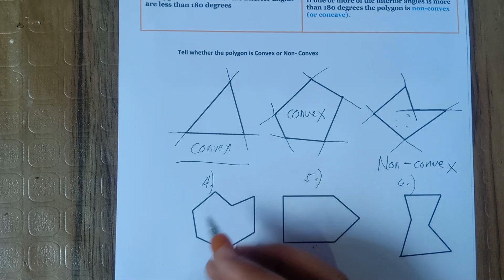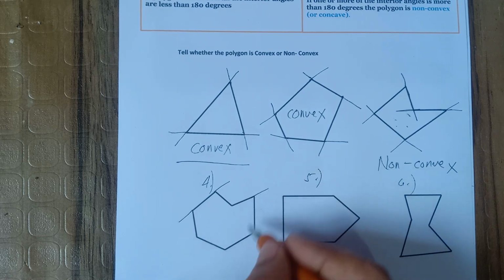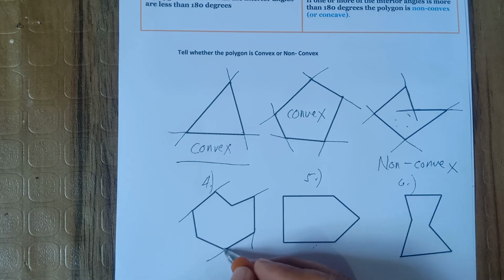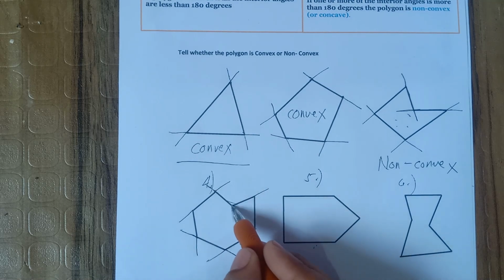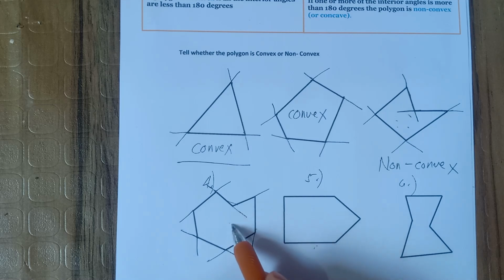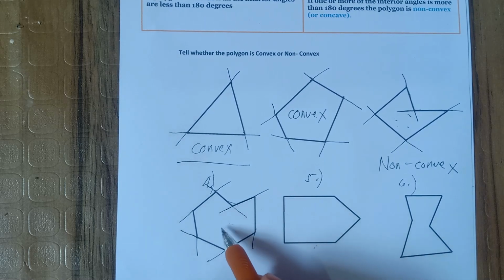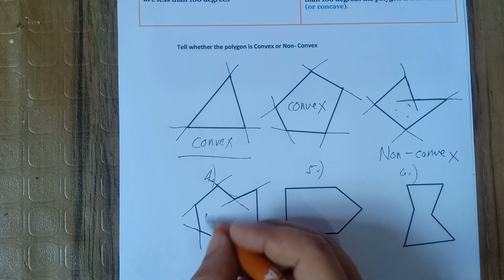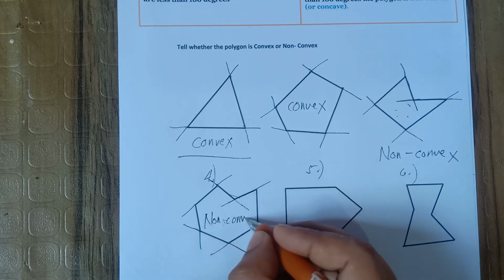So for number 4, extending the line. Extending this one, and this one, and this one. Now, if you extend this particular line, and then extend, you will intersect inside. Same with this one, extending this line segment, you will intersect inside this polygon. So, therefore, this is non-convex, or we call this one concave.